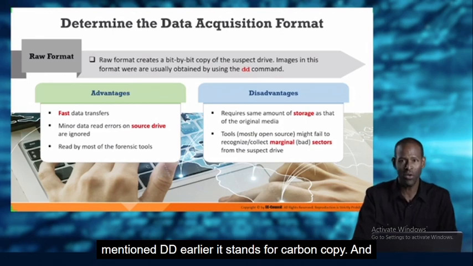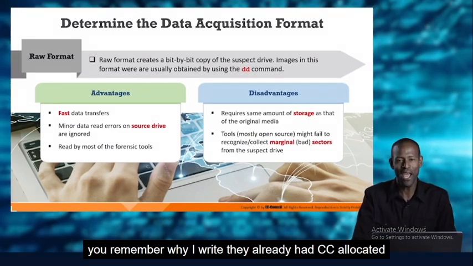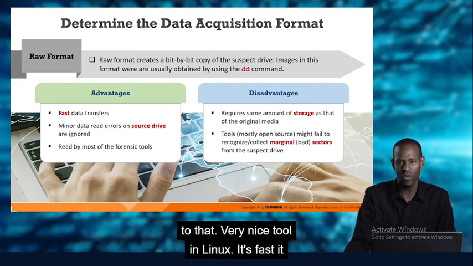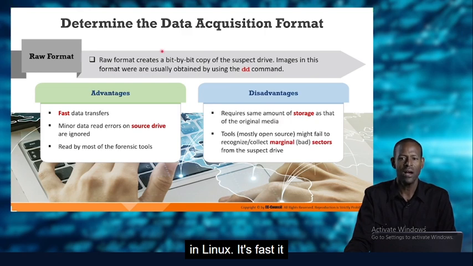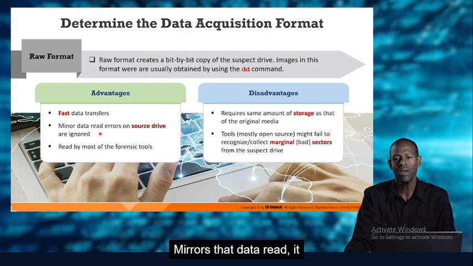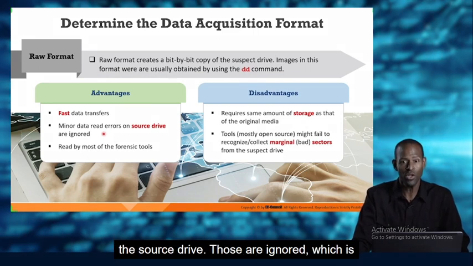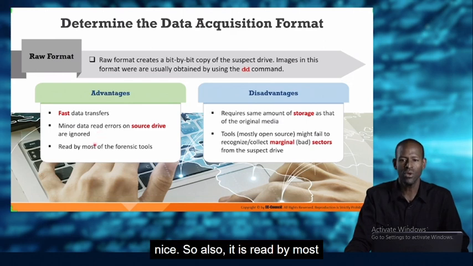I mentioned DD earlier. It stands for carbon copy. And you remember why, right? They already had CC allocated to that. A very nice tool in Linux. It's fast. It mirrors the data. It has very minor read errors on the source drive, and those are ignored, which is nice. So also it is read by most of the forensic tools.